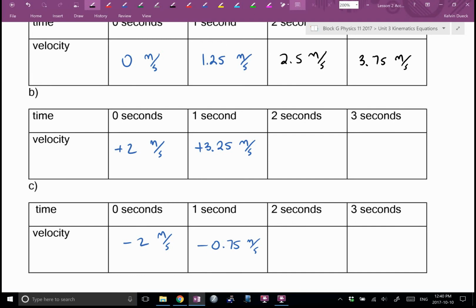What about situation B after 2 seconds? How fast will I be traveling after 2 seconds in situation B? Hannah, how fast will I be traveling in situation B here? So we're still increasing by 1.25 meters. 4.5. I should have put a positive there and there just to be consistent with my notation, I guess. And after 3 seconds, Hannah?